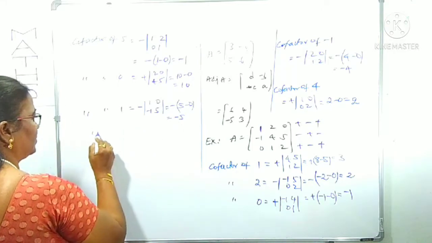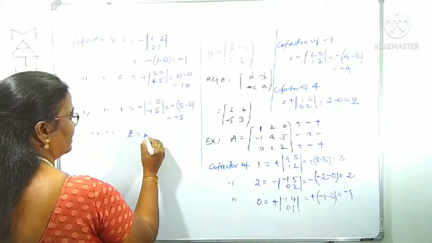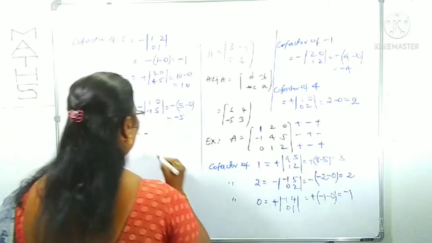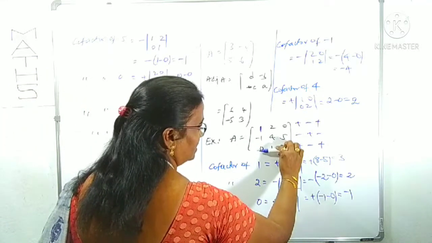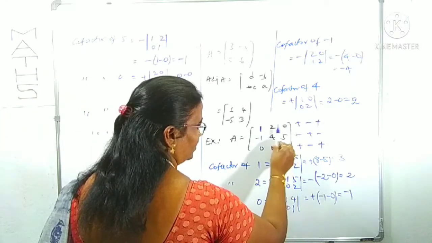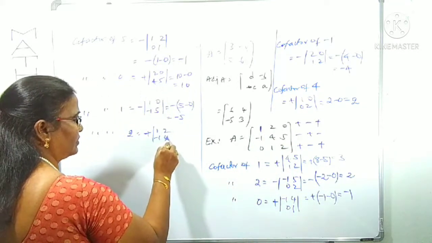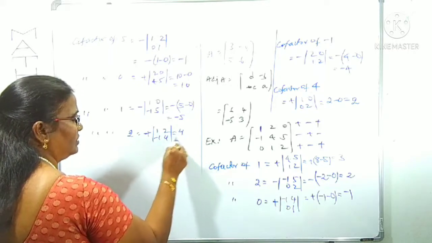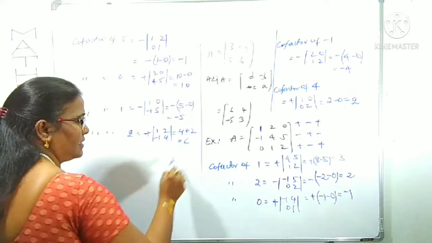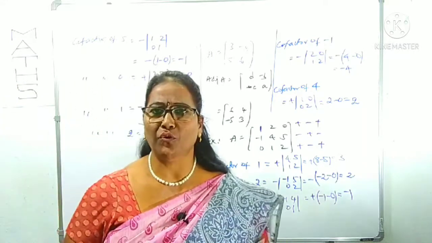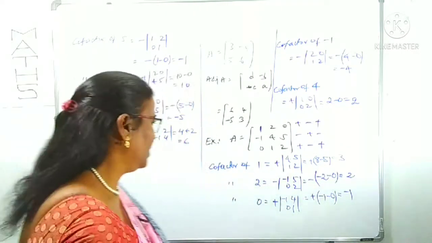Last element. Cofactor of 2. For 2 we can use plus sign only: plus determinant of. 2 is in the last row and last column. After closing these, what are left over? 1, 2, minus 1, 4. What is the determinant? 4 minus of minus 2, that is 6. Like this, we got the 9 cofactors for 9 elements.